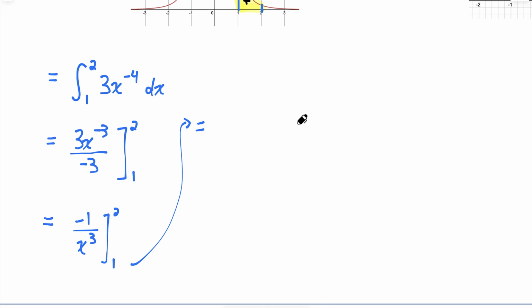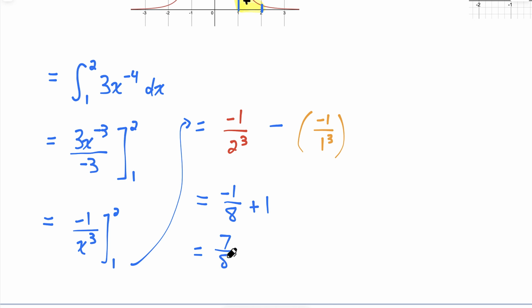And now I'm interested in the value of that function when x is 2. So that'd be negative 1 over 2 cubed. And I need to subtract the value of this function when x is 1. That's going to give me negative 1 over 8 plus 1, which is 7/8. There's my final answer to that definite integral.